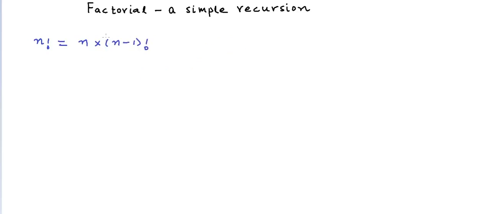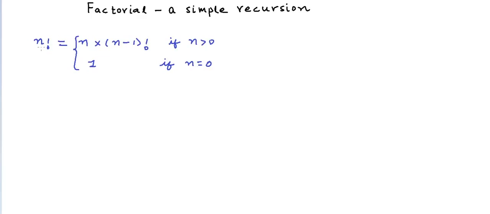And this is true for all n greater than 0. 0 factorial is a special case and it is equal to 1. So we'll write it something like this. n factorial is n into n minus 1 factorial if n is greater than 0, and it is equal to 1 if n is equal to 0. And this is nothing but the case for 0 factorial. So we have a function for n factorial here.